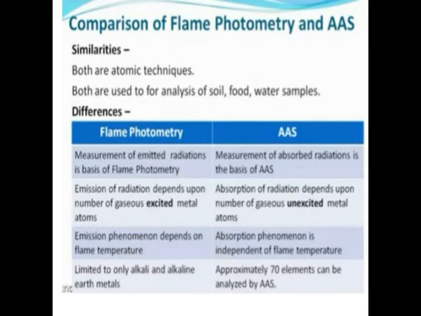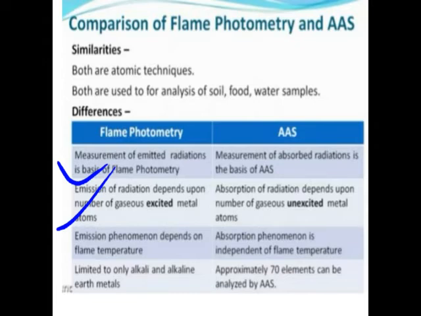So what is the difference between these two? The principle is different at the end point. Flame photometry is the measurement of emitted radiations, but atomic absorption spectroscopy is the measurement of absorbed radiations. Emitted radiation depends upon the number of atoms excited to the excited state. In atomic absorption spectroscopy it depends upon the unexcited atoms, those present in the ground state.